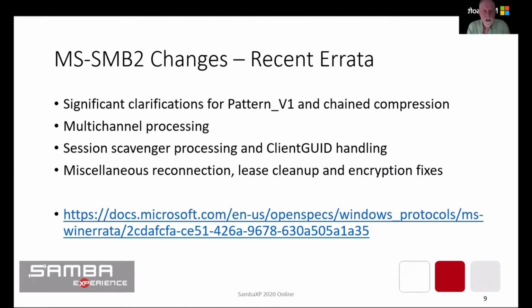We also added some text on multi-channel processing, which was perhaps lacking. Most of it was there, but some of the Windows policies were missing. Some session scavenger processing and client GUID handling, and reconnection, lease cleanup, encryption fixes here, there, and everywhere. This URL at the bottom is the URL to the direct MS-SMB2 errata. You can just go to the MS Win errata page and scroll down to find the SMB2 page.